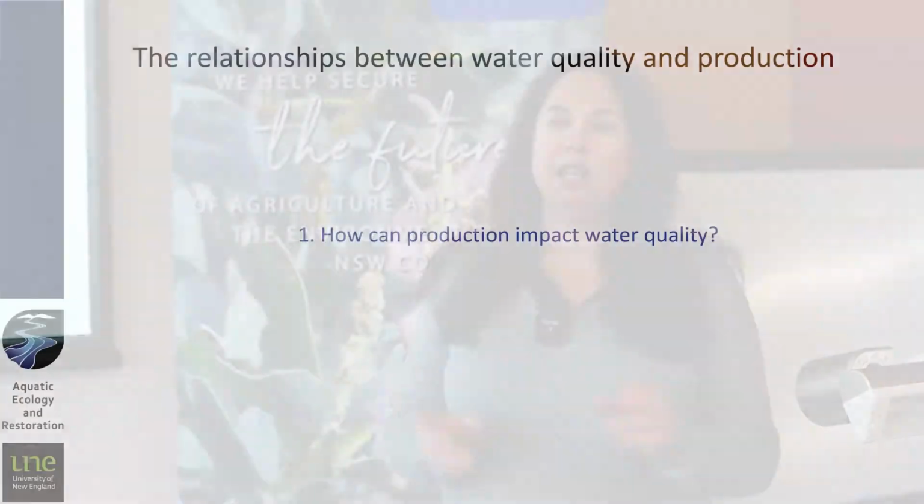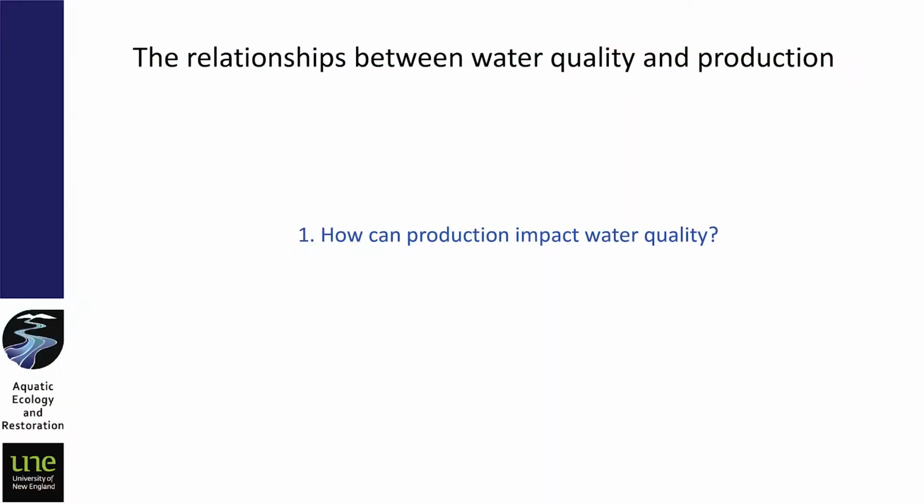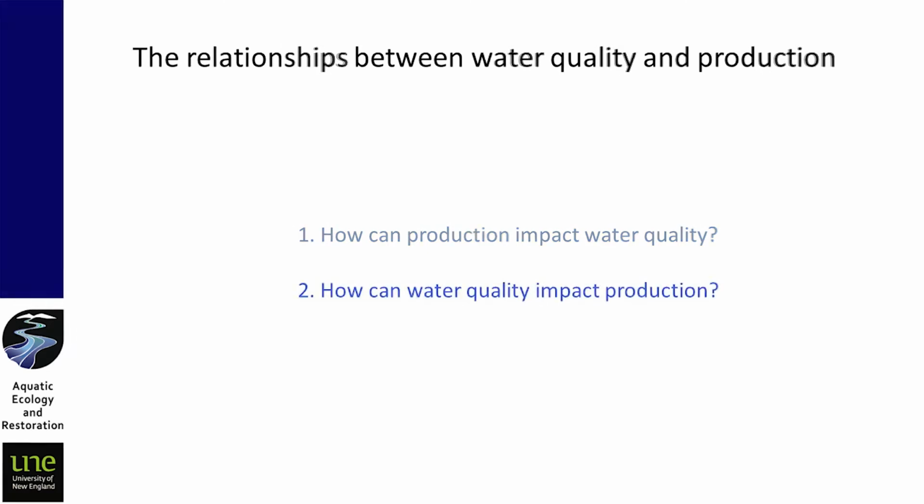So today I'm going to talk about the relationships between water quality and production, particularly livestock production. I'm going to slide in a few small questions along the way, but the two key questions that I want to talk about today are: how can production impact water quality? And secondly, how can water quality impact production?